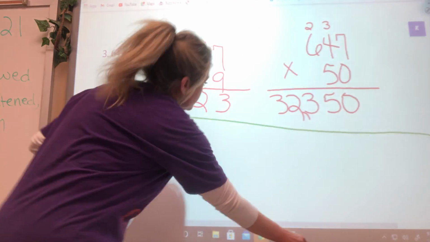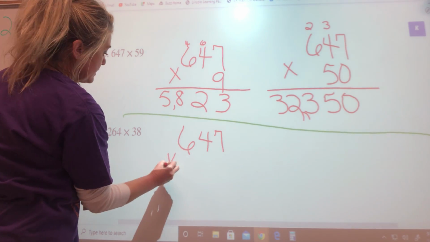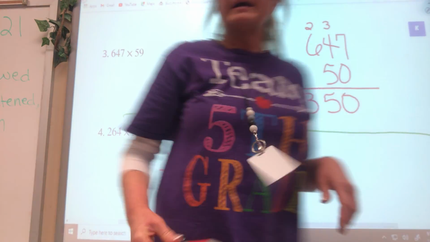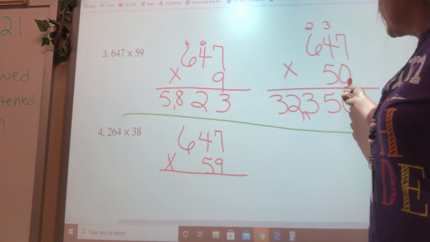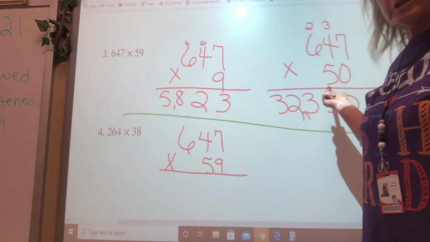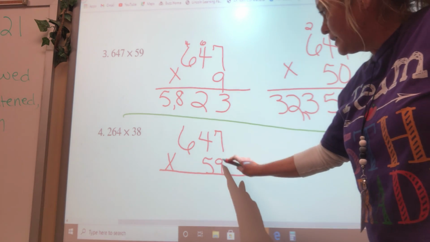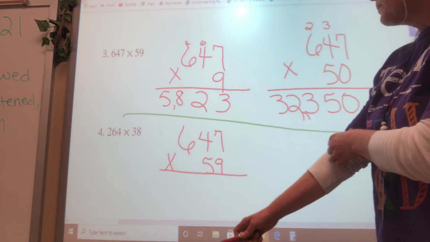We have 647 times 59. Now, I know that I'm going to have two partial product rows. I can't do quick math because I'm not working with a multiple of 10. So I'm going to have to actually multiply each number times every number on top.